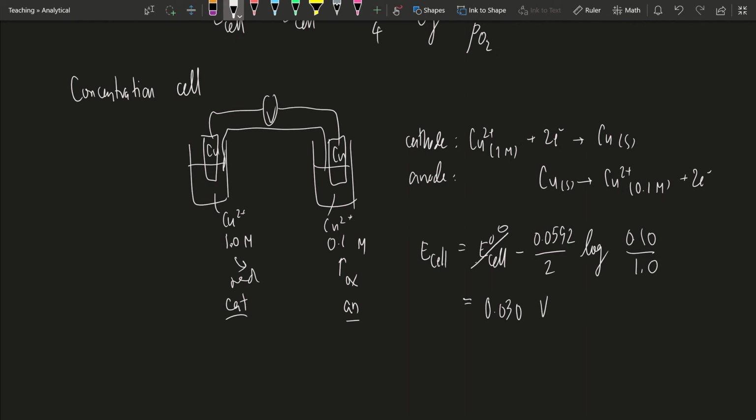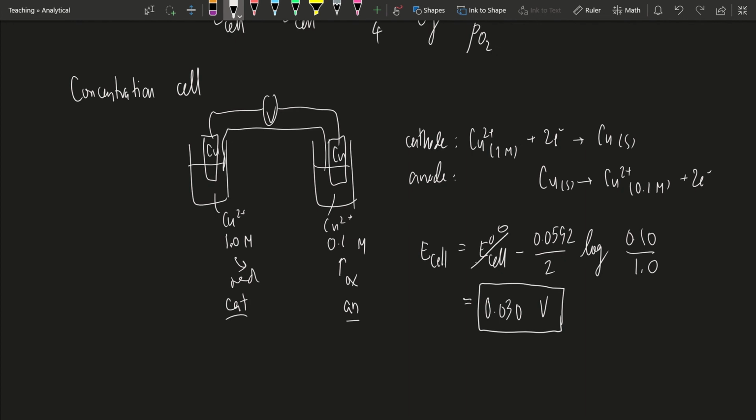0.03 volt as the cell potential of this concentration cell. So this is the application of the Nernst equation. And so in our analytical chemistry class, we can see that the concentration of the electroactive species or the analyte will affect the cell or electrode potential.